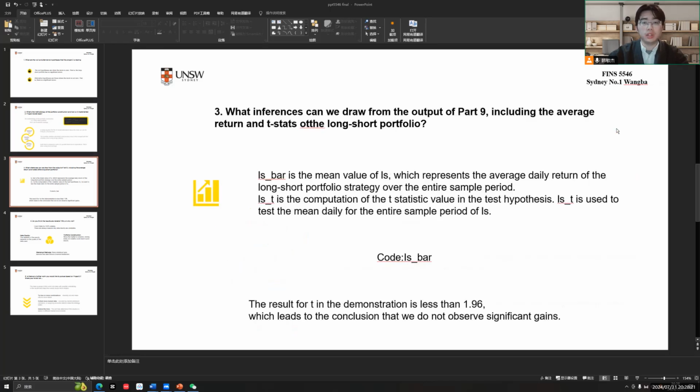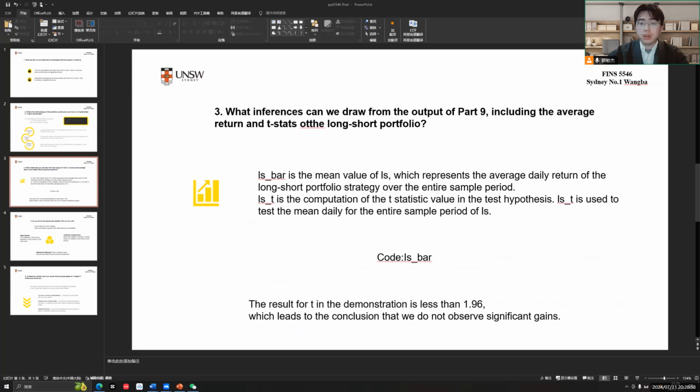What inferences can we draw from the output of part 9, including the average return and t-statistic of the long-short portfolio? Firstly, the bar is the average daily return of the long-short portfolio strategy over the entire sample period. It can be used to measure the performance of the strategy as a whole. If this value is high, it means that the strategy as a whole is profitable.